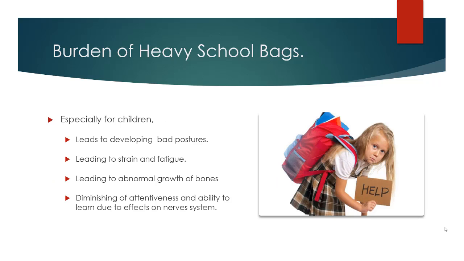Since children are in their growing period, this can lead to developing bad postures, so their spine can be unnecessarily curved a few years later, and it also leads to muscle strains and fatigue, which is a huge burden for a school child. Abnormal growth of bones, mainly the curvature of the spine getting abnormal during their school life.